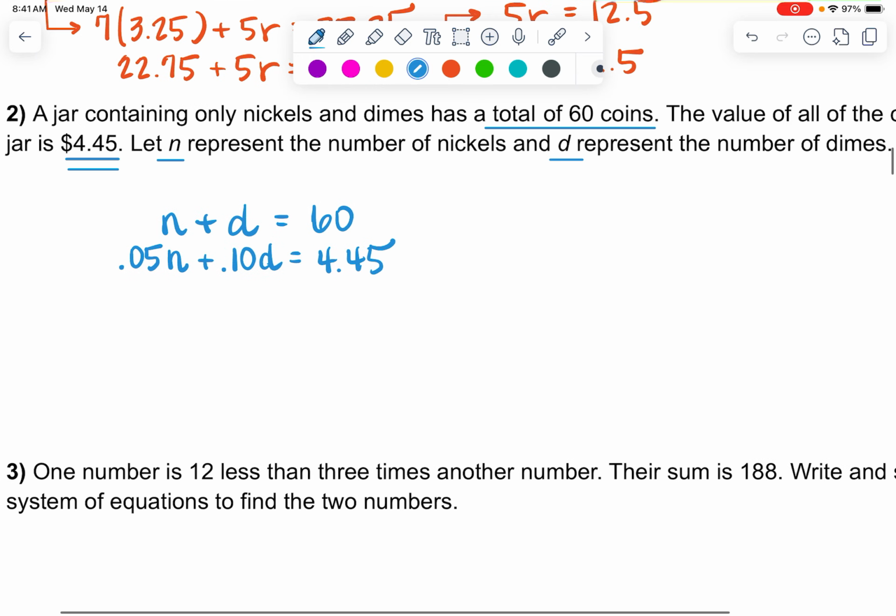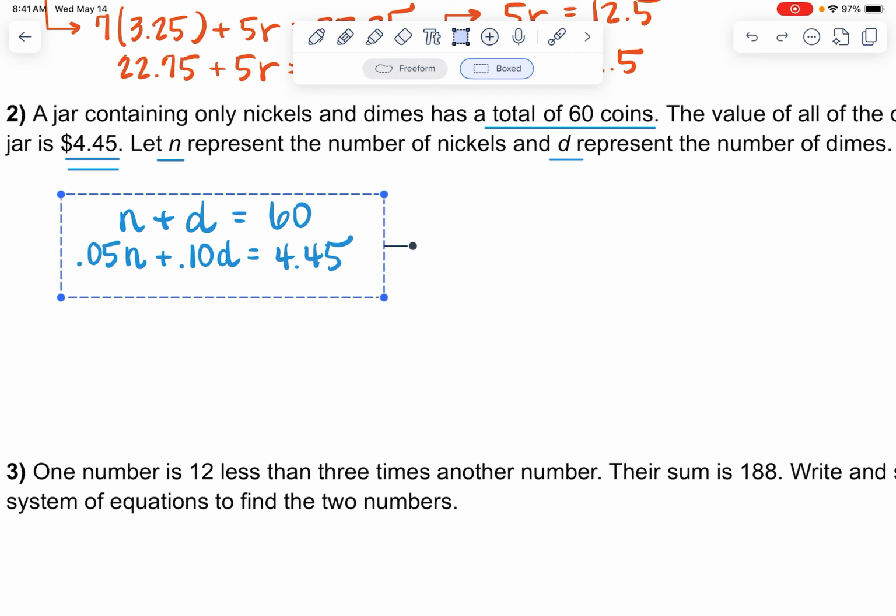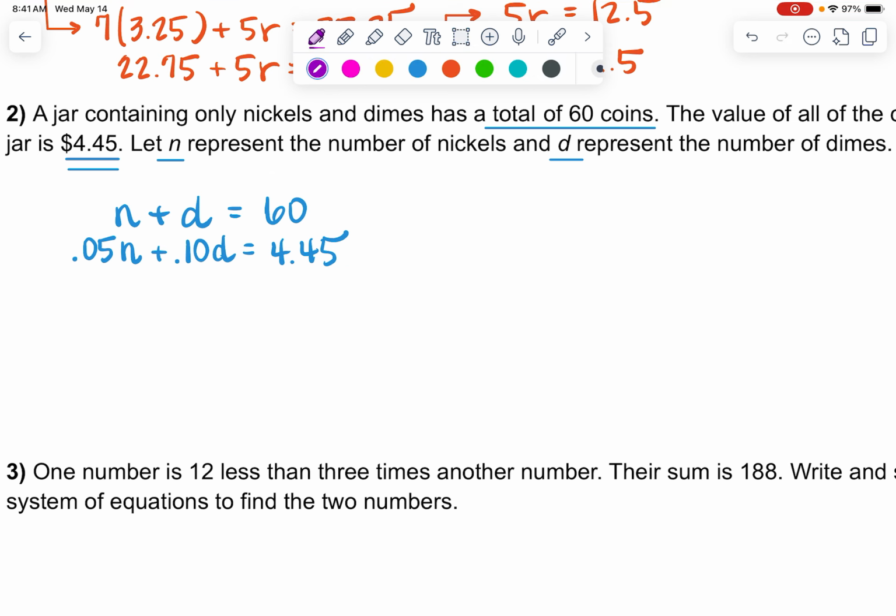All right, you can totally use elimination for this if you want to, like we did on the previous problem, because everything's aligned, which is nice. I'm going to use the substitution method, though, just to get some practice with that one in. None of my equations say N equals or D equals, but I can really quickly use this top equation and solve for N or D very easily by just subtracting the other variable to the other side. So I'm going to rewrite this equation as N equals 60 minus D, right? I'm just subtracting the D to the other side.